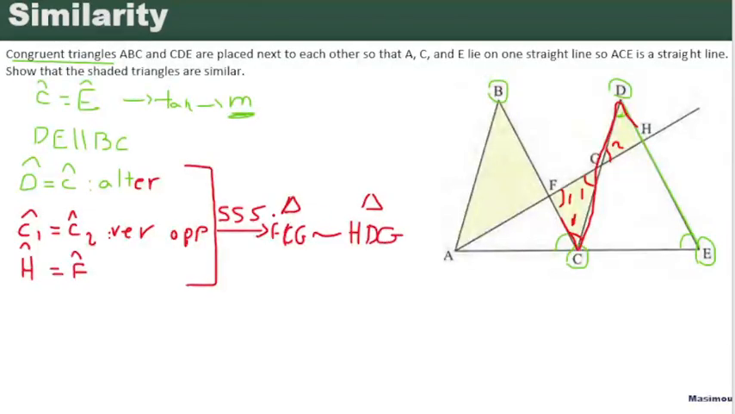So if I prove ABF is similar to FCG and FCG is similar to GDH, I could prove BAF is similar to GDH as well.